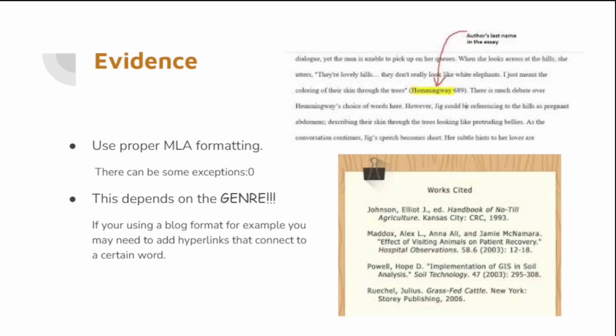And I say it depends on the genre, because if you are doing, say, an online article, like a blog, sorry, I meant to say a blog, then every once in a while, a specific word will be attached to an entire different article. Which is their way of just making it to where they're putting their evidence out there. They're citing their evidence that way.